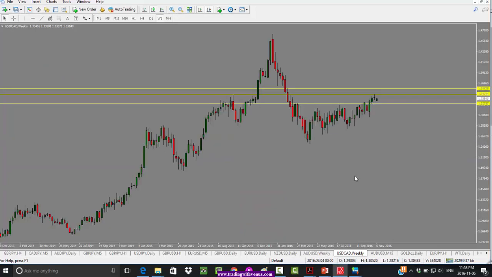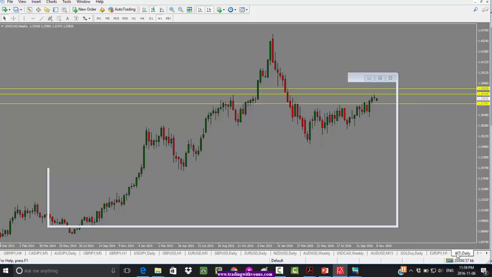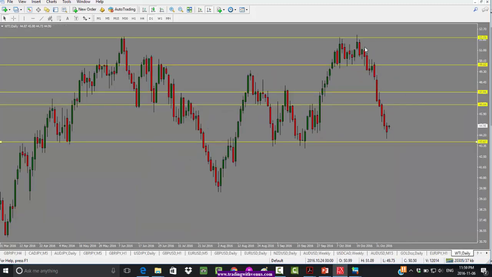Dollar CAD here, we have seen the weekly candle close in a very neutral manner. We see a spinning top here. At this point, we could see a reversal if the oil picks up. Oil has been very bearish. It just fell off the cliff here. Now if the oil starts to go up, we may see dollar CAD push lower.